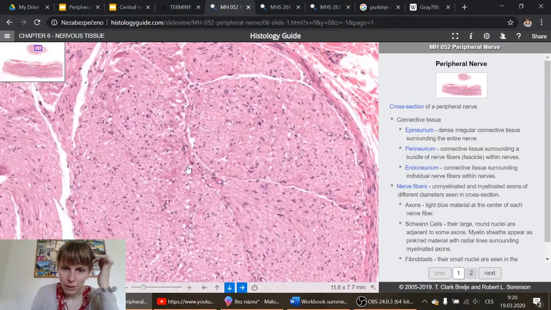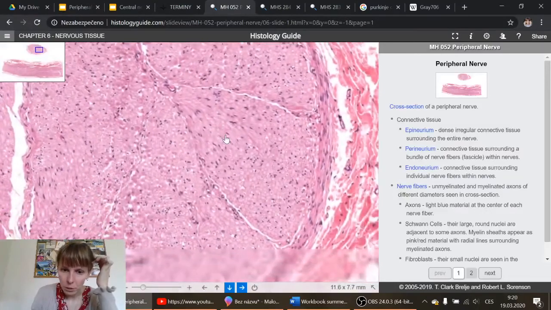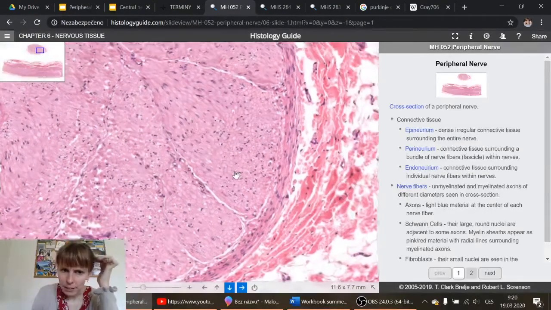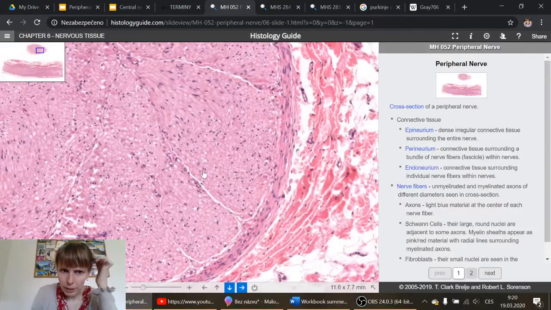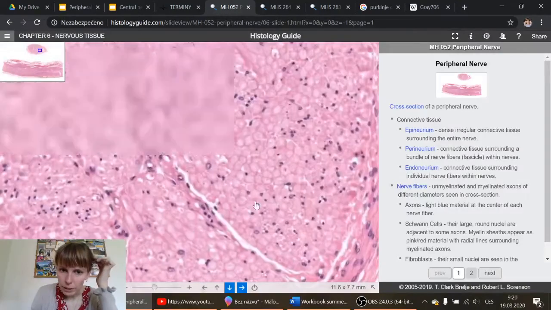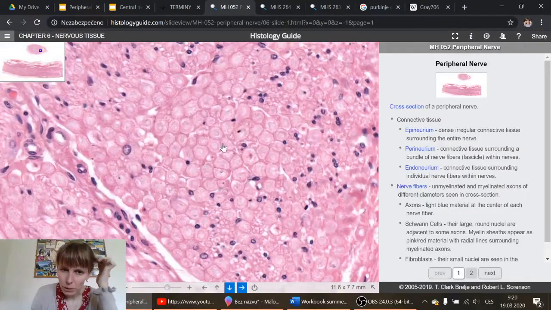Otherwise it's really hard to say what you're looking at. In some areas it doesn't have to be totally cross-section, so it's harder to see. But here you see the axons really nicely cut across. So not many cell bodies, a lot of axons, myelinated axons.